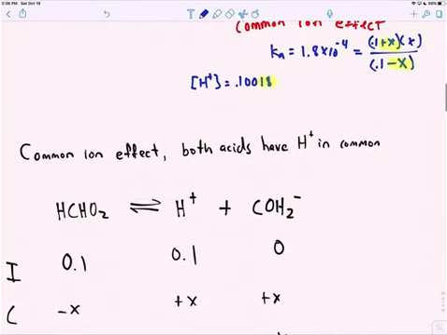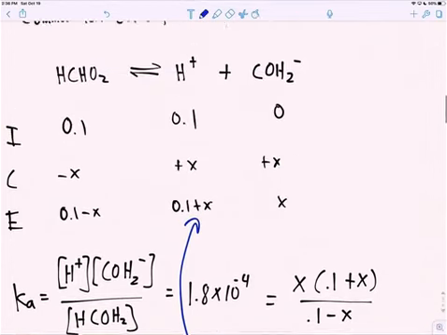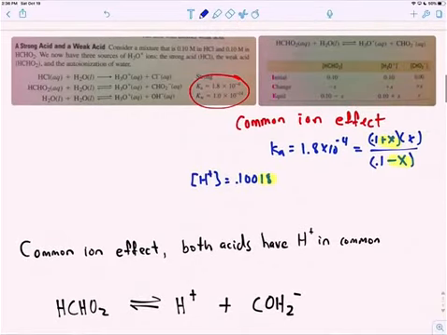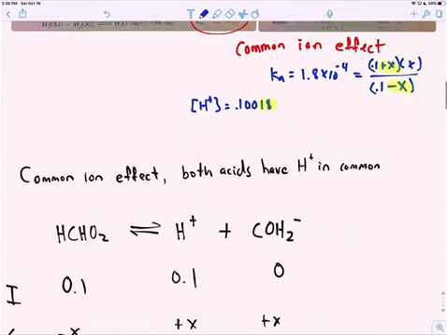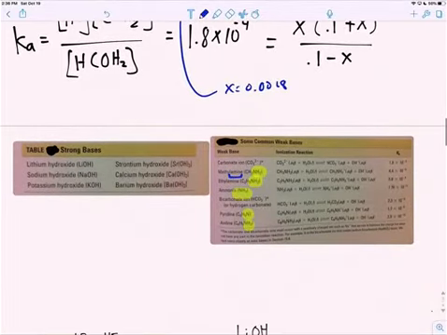Oh, I guess I'm missing one too many zeros, sorry. 0.00018. So remember this, and this will come in more important next chapter. We talk about the common ion effect, but if you have mixtures of acids, this is known as the common ion effect. That's also when we talk about sulfuric acid and other diprotic acids. We'll cover that in the next video.